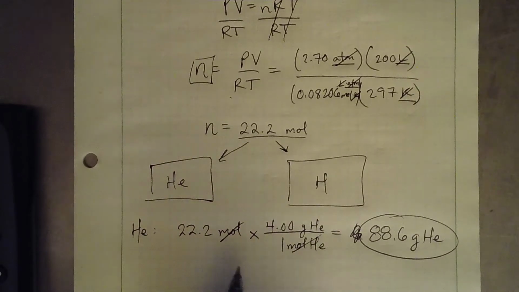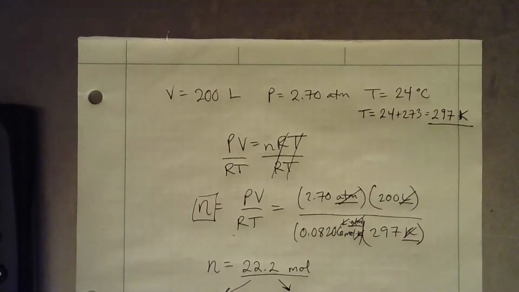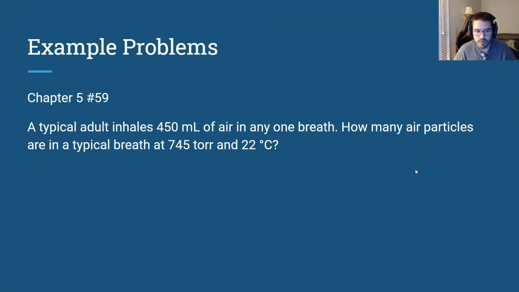Due to those molar masses. Okay, all right, and then let's pull up the last problem here, number 59, once again from chapter 5. A typical adult inhales 450 milliliters of air in any one breath.